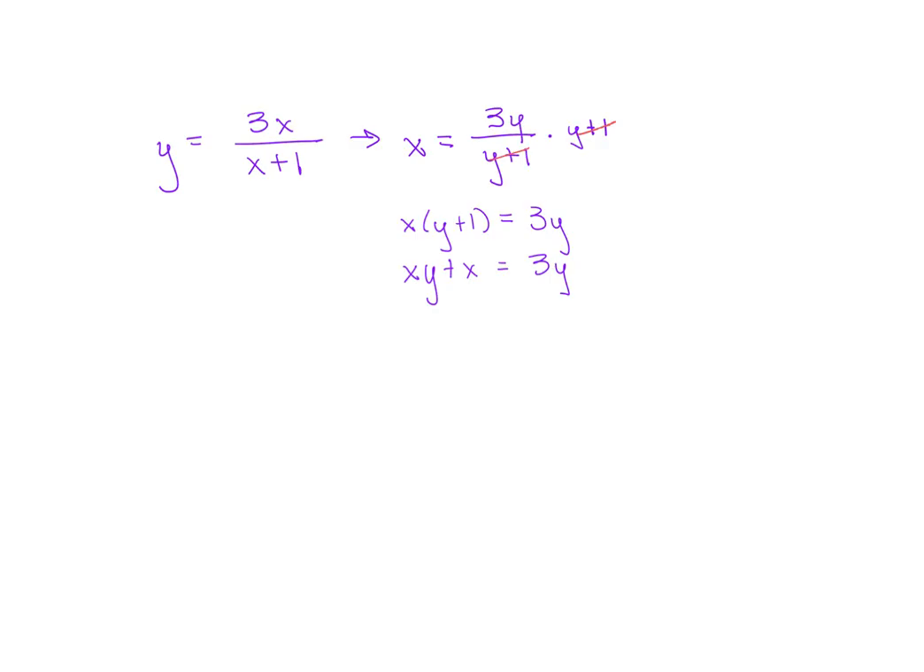Remember, the goal is to solve for y, and so the next thing that I want to do is get all my y's on one side and my non-y terms on the other side. And so I'm going to subtract x from both sides. I'm going to subtract 3y from both sides. And I'll explain why when we get to our domain and range problems. All right, if we do this, what we get is xy minus 3y equals negative x.